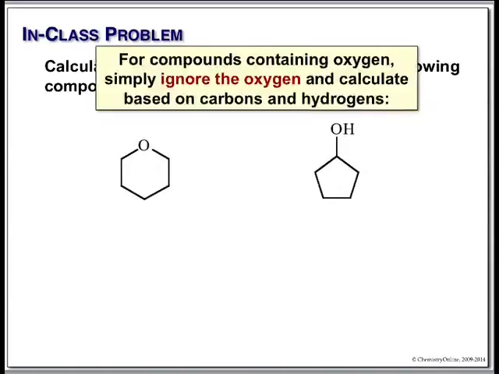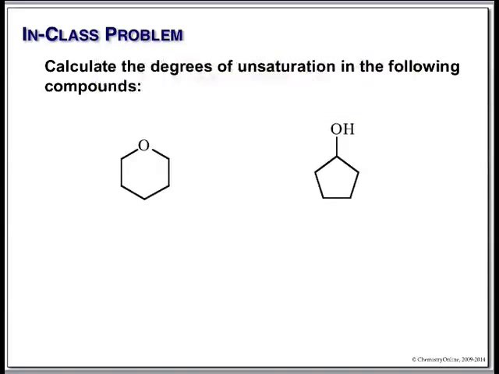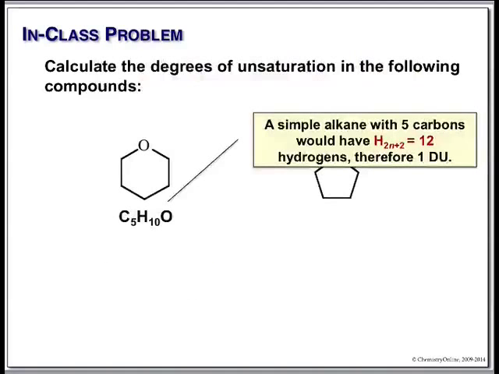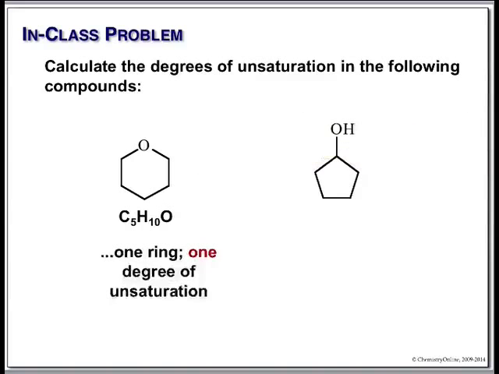So, for this compound, we have 1, 2, 3, 4, 5 carbons. We have 10 hydrogens and an oxygen. But we'll just say C5H10O is the moral equivalent of C5H10. If we had 5 carbons, we would expect 12 hydrogens. Therefore, we have 1 degree of unsaturation. Just ignore the oxygen altogether. 1 ring, 1 DU.